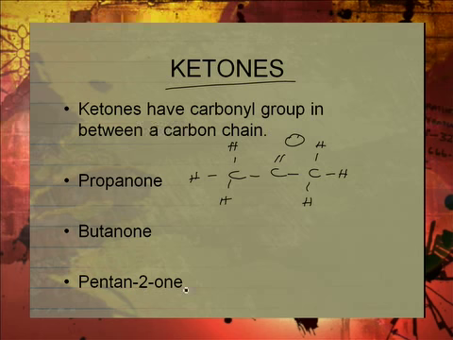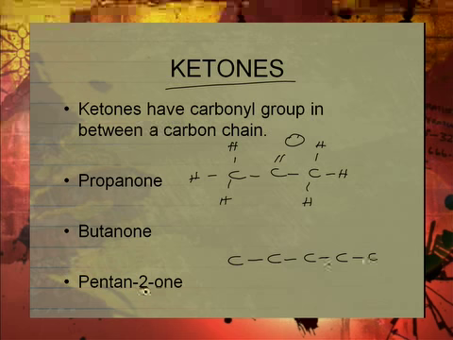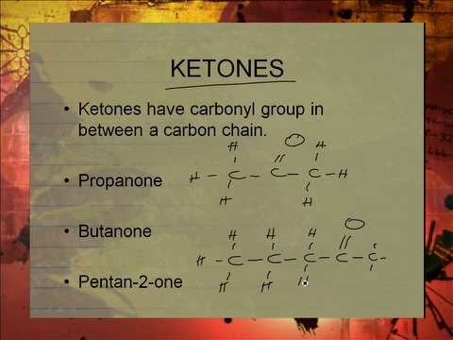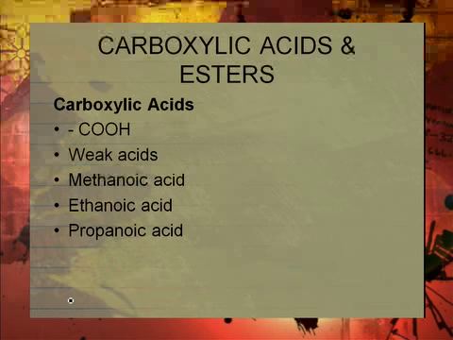Pentan-2-one. Okay, now pentan-2-one, pent, 5 carbon atoms, 1 2 3 4 5. The one must be on carbon number 2, so I can put the carbonyl there, okay, and I have my hydrogens like that. So this becomes pentan-2-one because the carbonyl for this ketone is on carbon number 2.